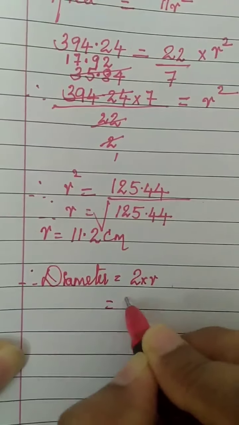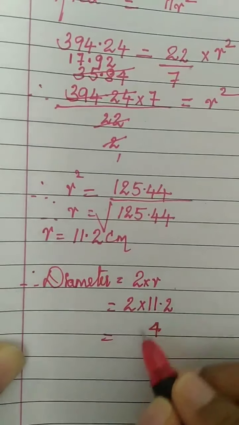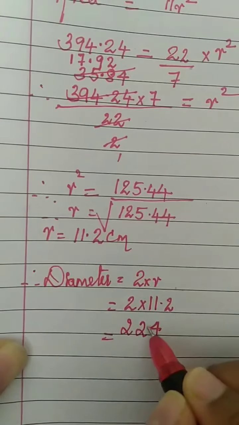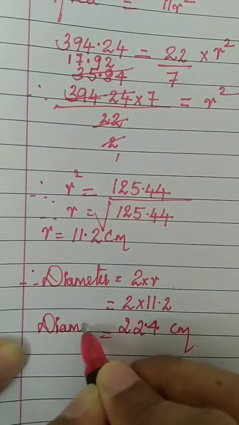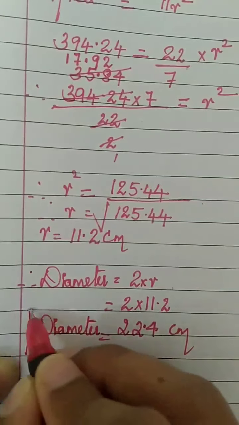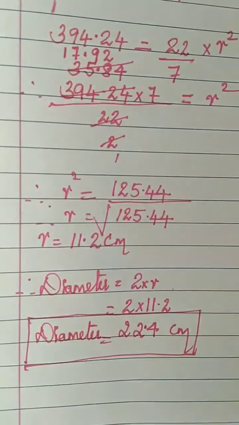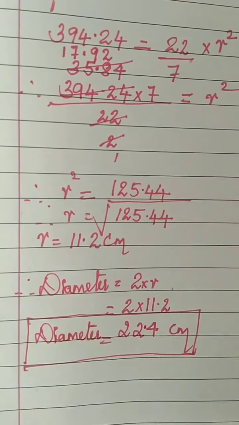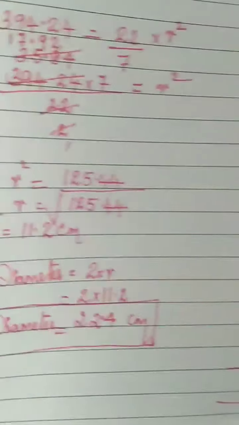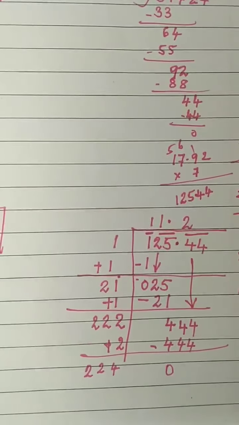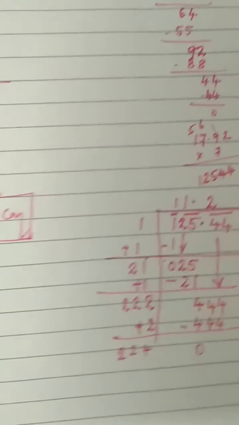into radius, which is equal to 2 into 11.2. 2 2s are 4, 2 1s are 2, 2 1s are 2 and the decimal point, centimeter. So, for this sum you got the diameter as 22.4 centimeter. Highlight your answer. Isn't it easy? Little bit calculation, but very easy numbers we are getting. Go through the division method, pause the video, restart and learn the division method. Very easy method to get the square root of bigger numbers.